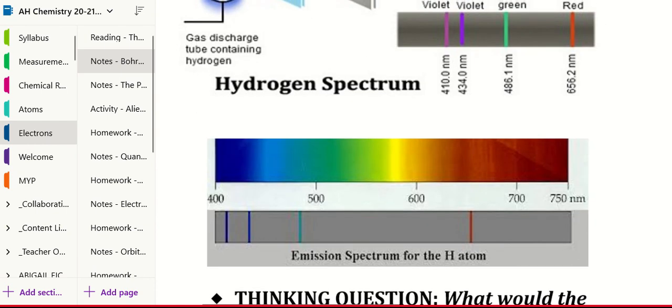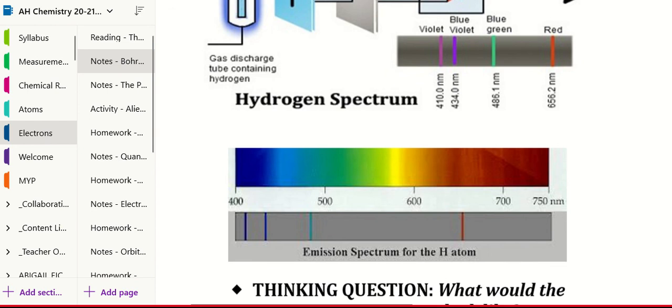And when we look at hydrogen, only some of that light is absorbed. So how many lines can you see in this emission spectrum? 4. Yes? So did the hydrogen gas absorb all of the light that was put into it? No. It only absorbed and then emitted these 4 characteristic wavelengths. So let's take a closer look at that.